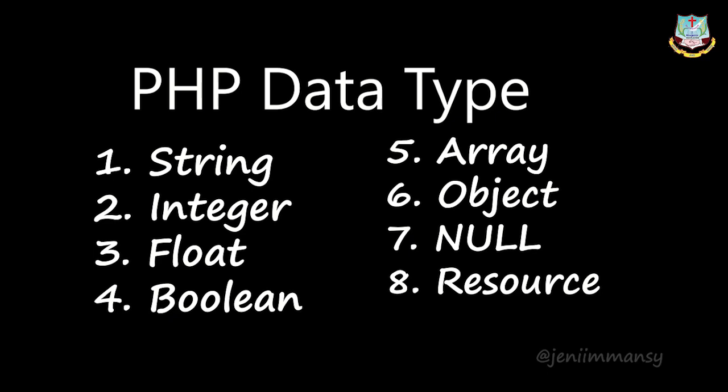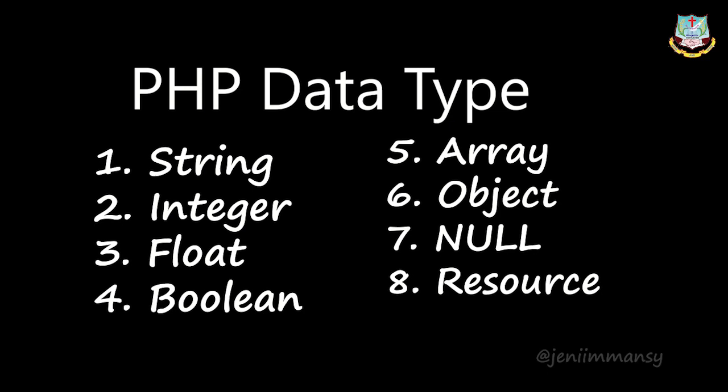Okay, next we are going to see about the data types in PHP. This scripting language supports 13 data types. Data types play a major role in all programming languages. To classify the data, we are using these data types. Here the first one is string, then integer, float, boolean, array, object, null, resource.